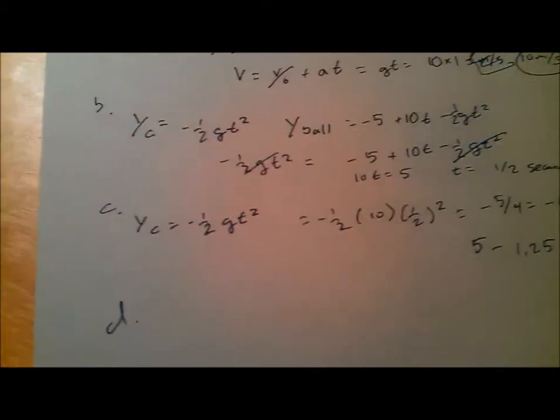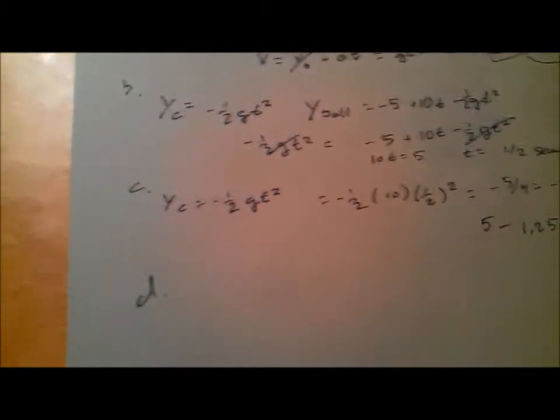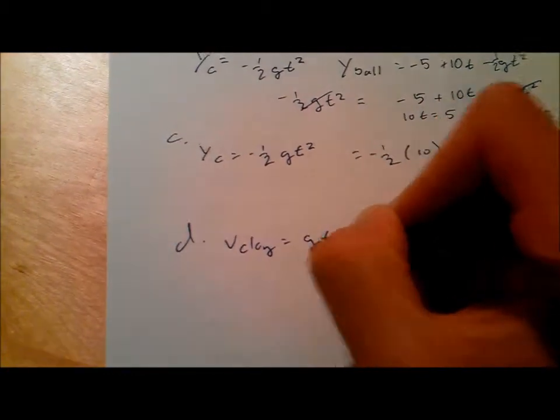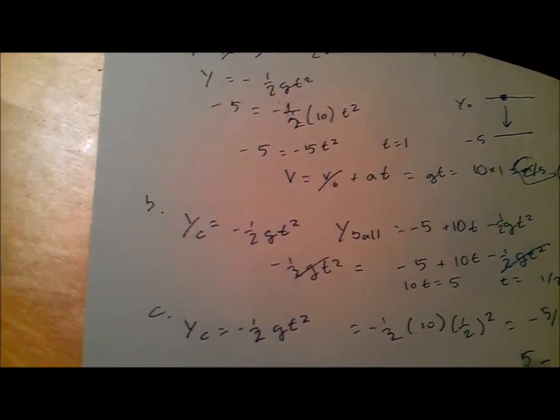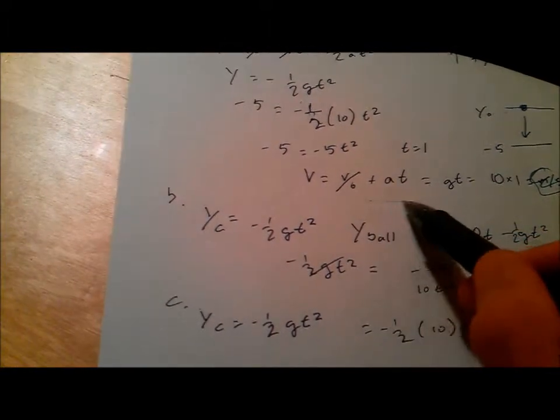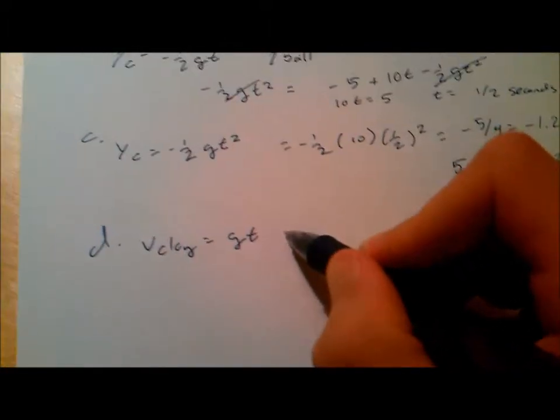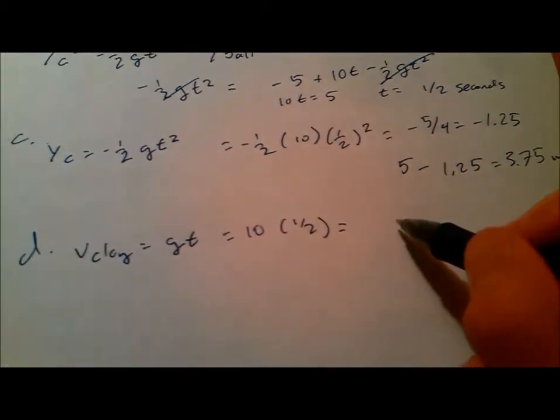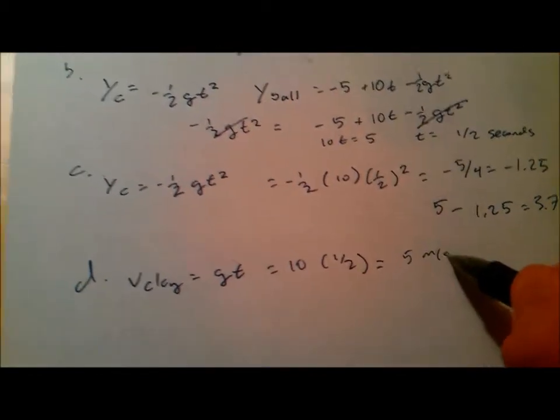D, determine the speed of the ball and the blob immediately before the collision. So v clay equals gt. That's just from this equation up here. So gt equals 10 times 1/2, and that equals 5 meters per second.